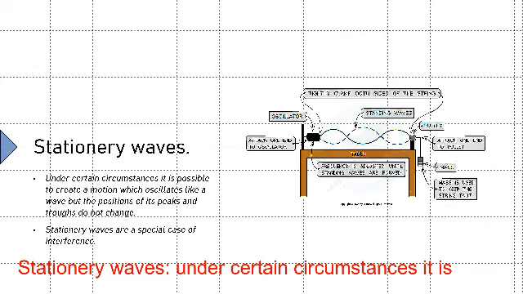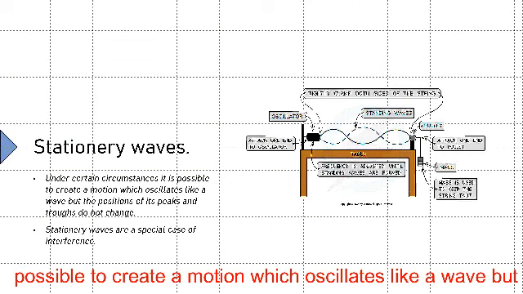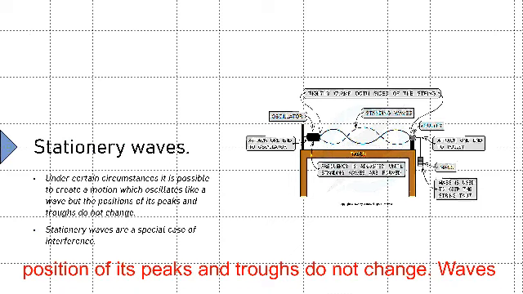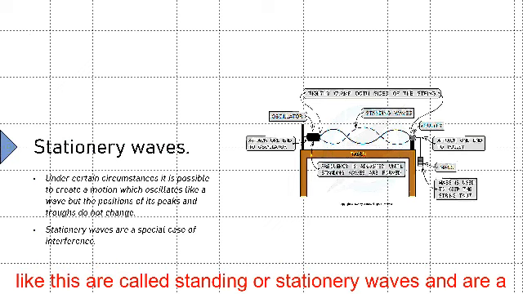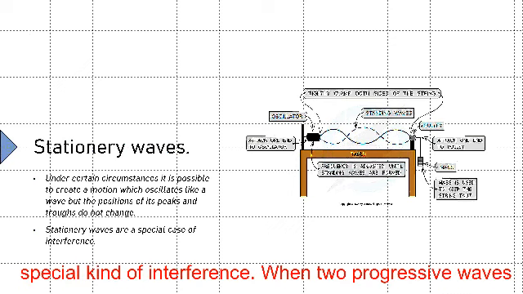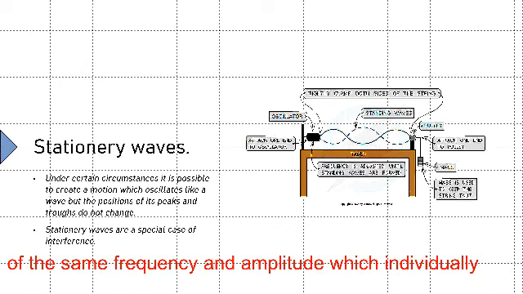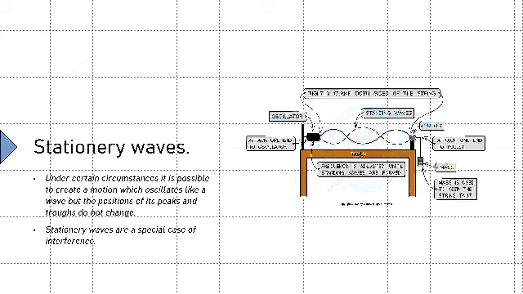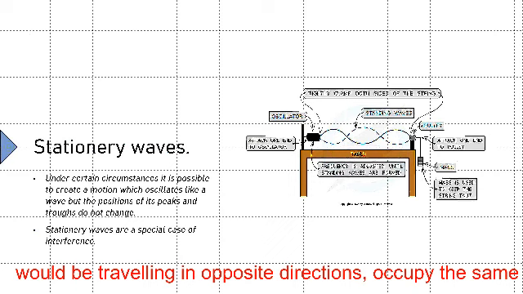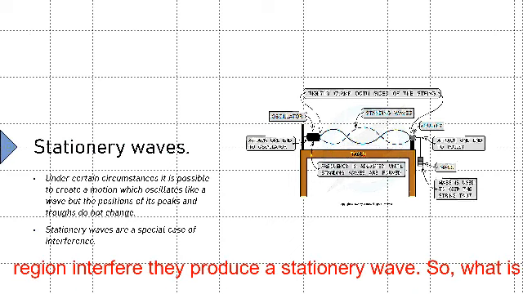Stationary waves. Under certain circumstances, it is possible to create a motion which oscillates like a wave, but the positions of its peaks and troughs do not change. Waves like this are called standing or stationary waves, and are a special case of interference. When two progressive waves of the same frequency and amplitude, which individually would be traveling in opposite directions, occupy the same region and interfere, they produce what's known as a stationary wave.